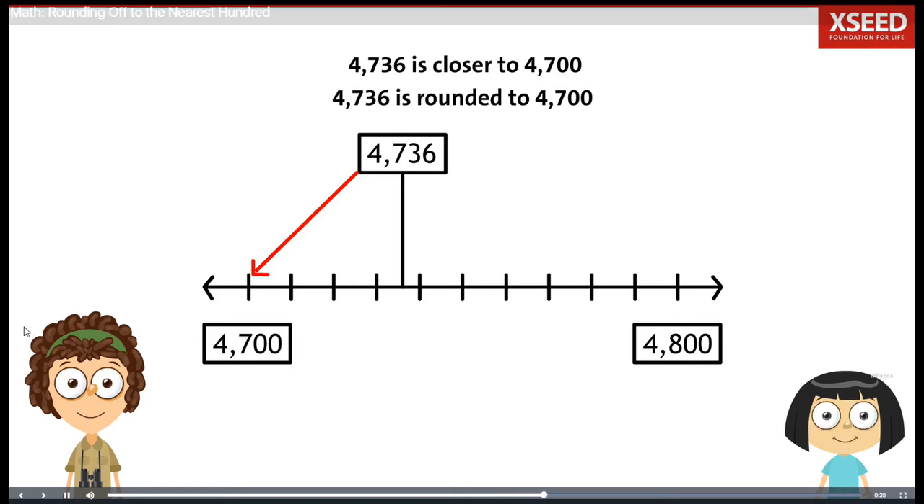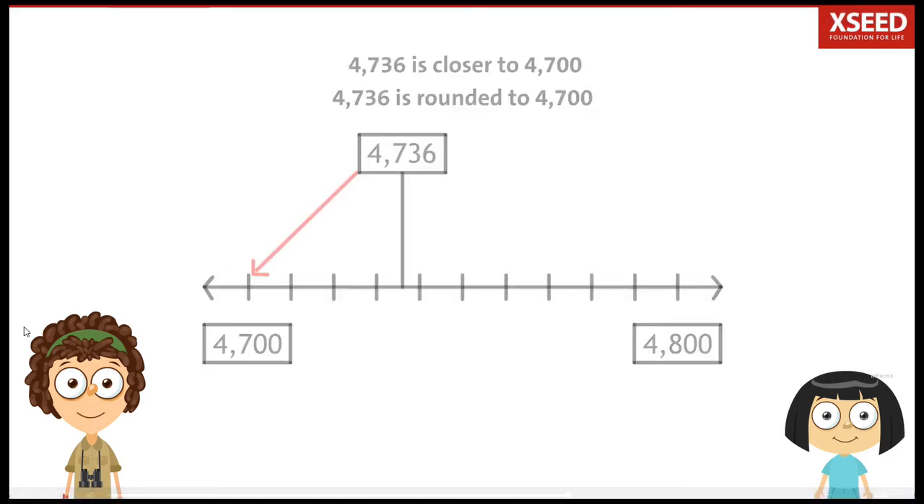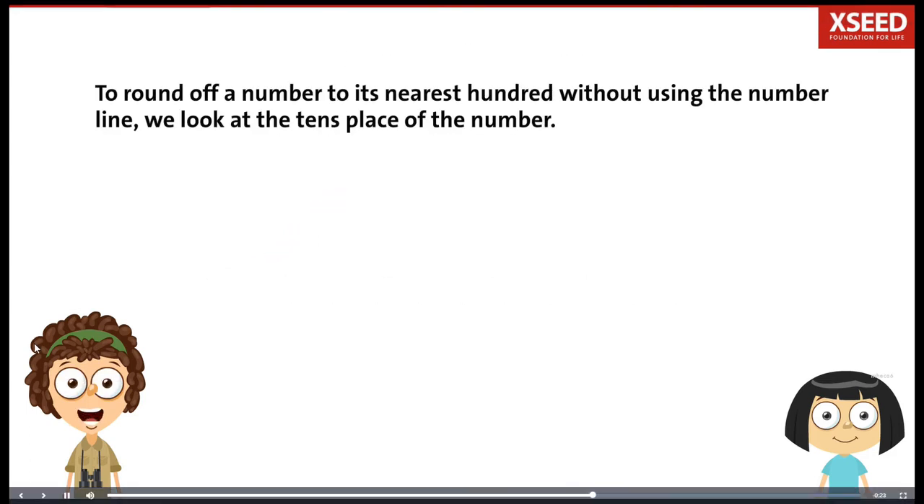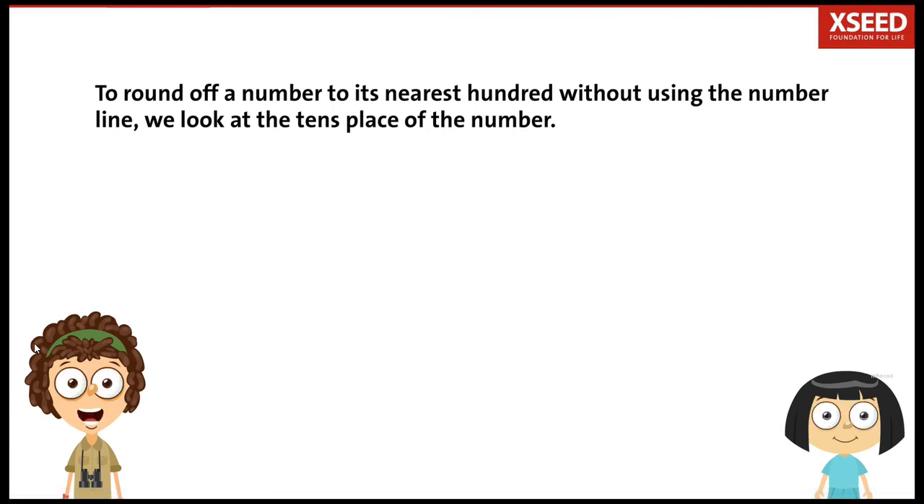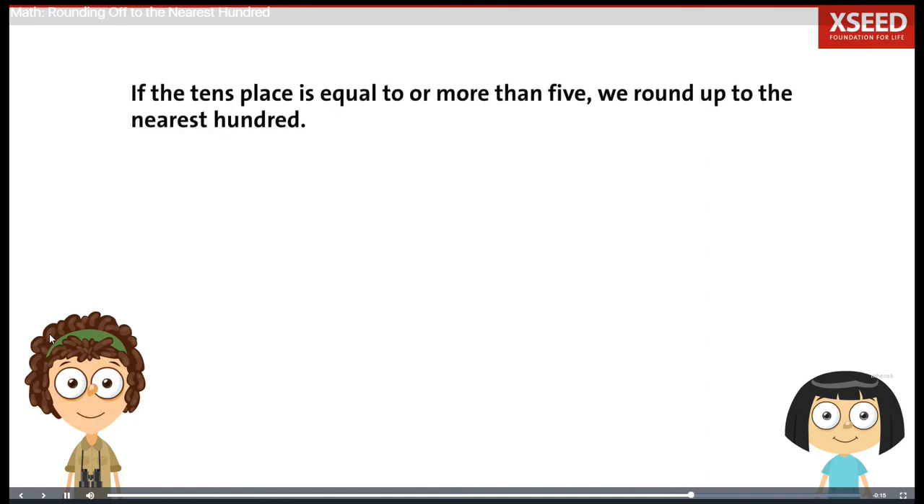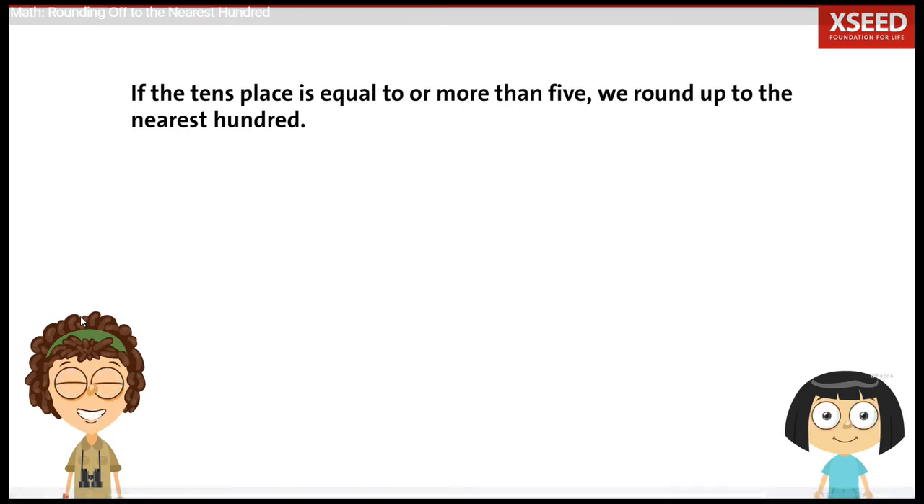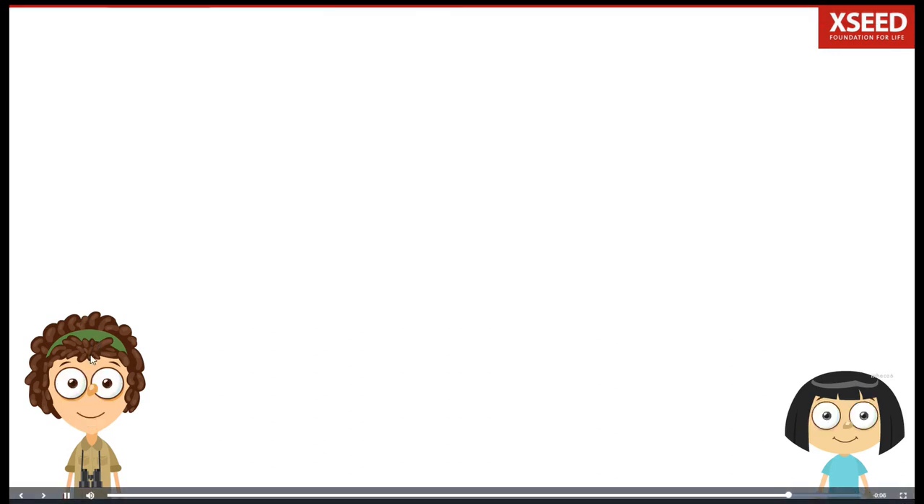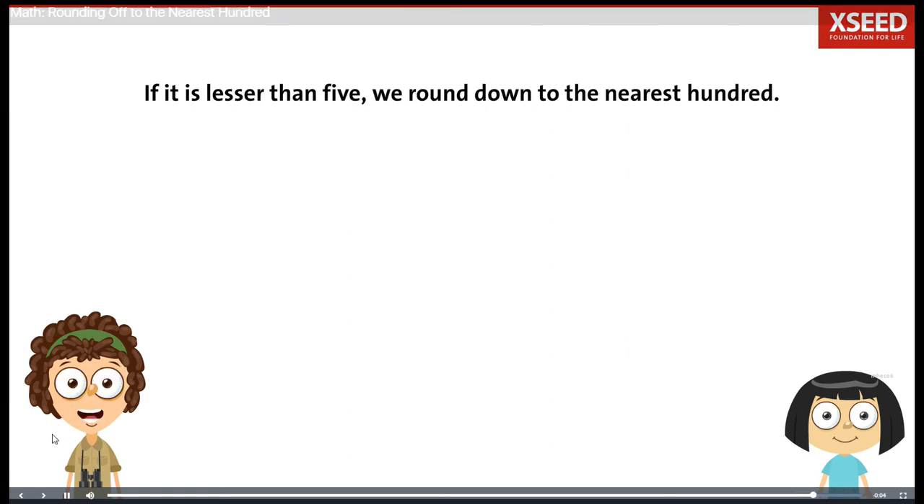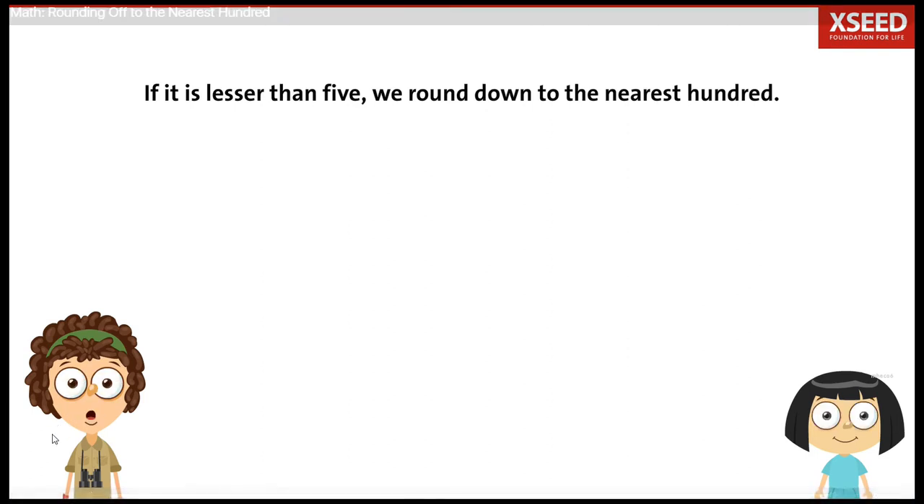Excellent, Mia. To round off a number to its nearest hundred without using a number line, we look at the tens place of the number. If the tens place is equal to or more than 5, we round up to the nearest hundred. If it is lesser than 5, we round down to the nearest hundred.